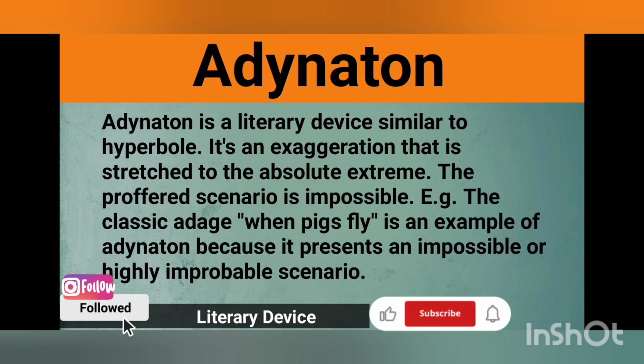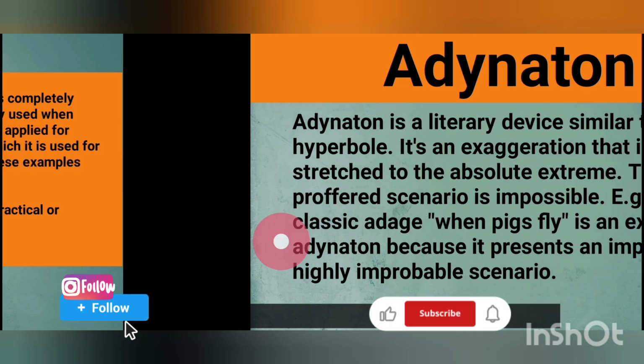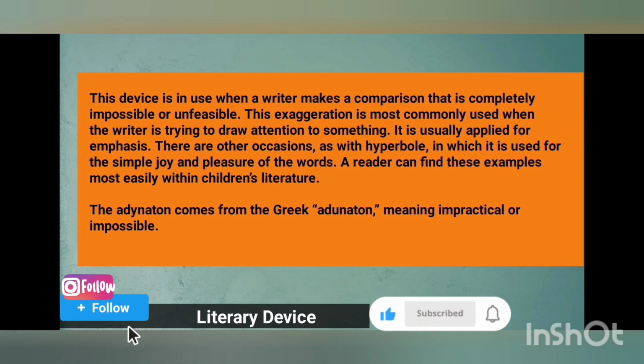"When pigs fly" is an example of Adynaton because it presents a highly impossible scenario. This device is used when a writer makes a comparison that's completely impossible or unfeasible. This exaggeration is most commonly used when the writer is trying to draw attention to something. It's usually applied for emphasis.